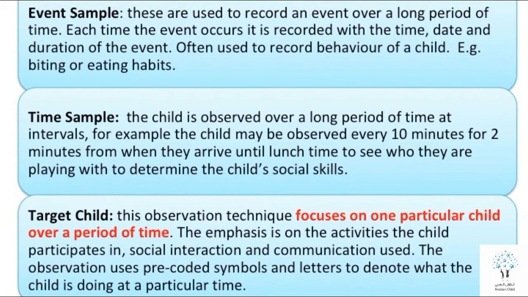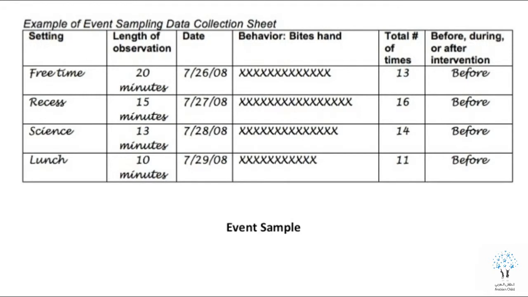A target child observation is when you focus on one particular child over a period of time. So the emphasis is on all of the activities that the child participates in, all of the social interaction that the child has, and all of the different types of communication that the child is doing. So you really want to focus on that target child. Here you can see an example.